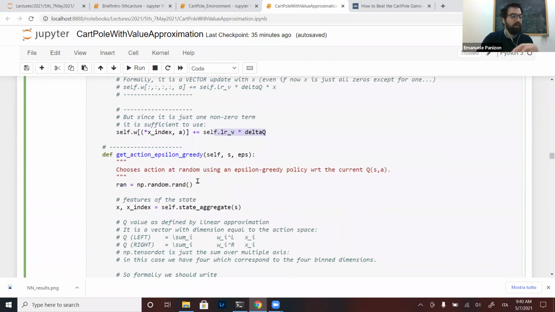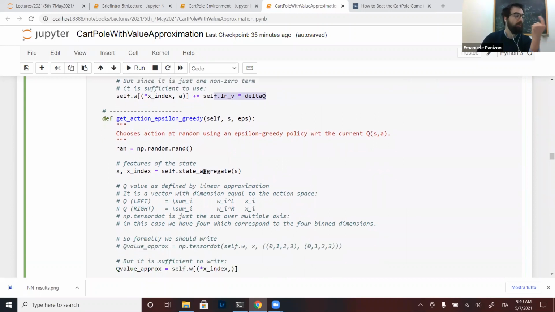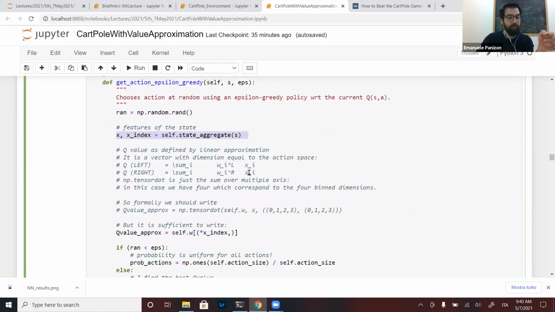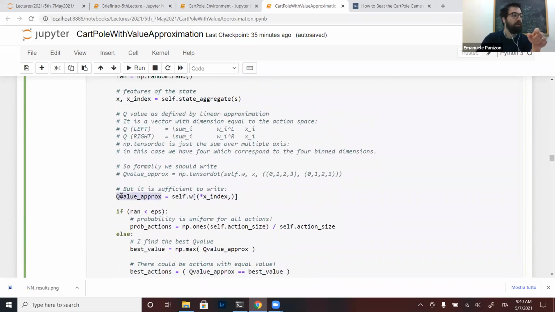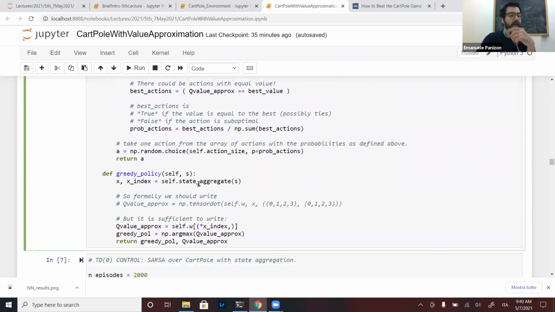How to get epsilon greedy? Again, we are not working anymore with Q values in a tabular sense. So I have first to get the aggregate state, but then I can easily calculate the approximate Q value. Where this was the Q value for a single state in a tabular sense, now this is the approximate Q value for all the states which have the same feature vector X. Greedy policy is the same.